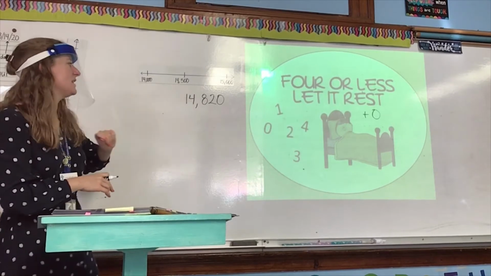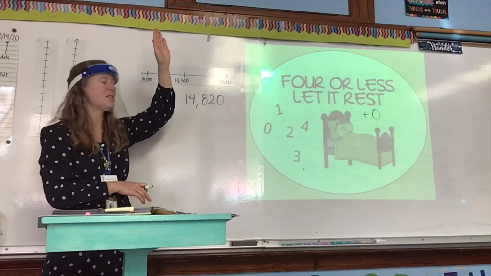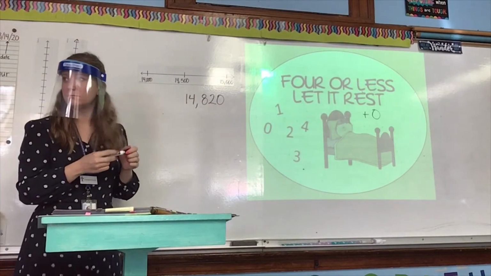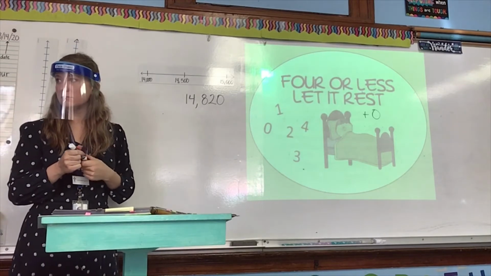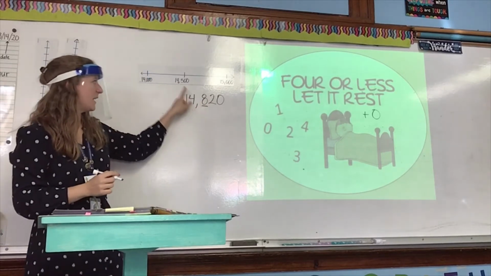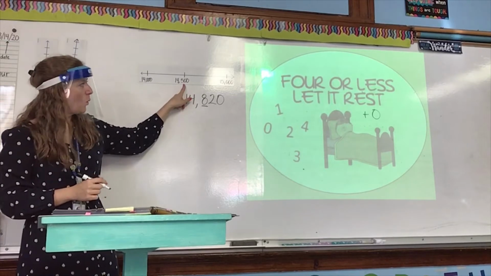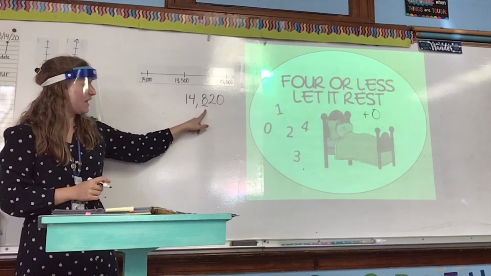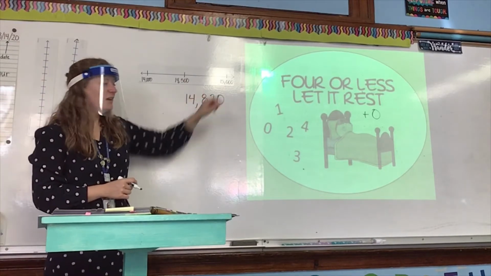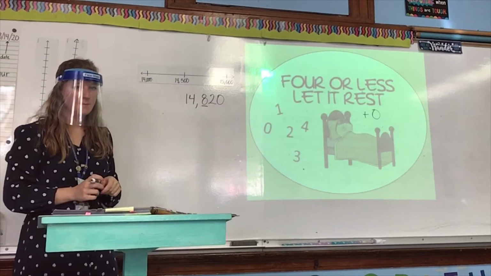Why will 14,820 not go between 14,000 and 14,500? Victoria? Because 8 is greater than 5. Good. Because the 8 in the hundreds place is greater than the 5 in the hundreds place. Good. Why is 14,820 going to go between 14,500 and 15,000? Zari?